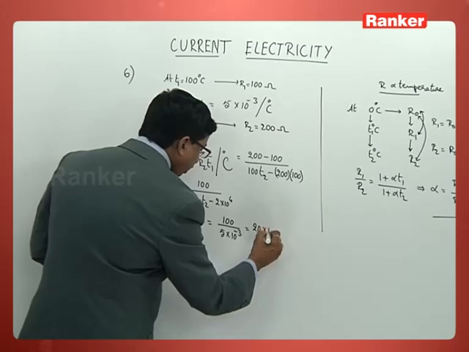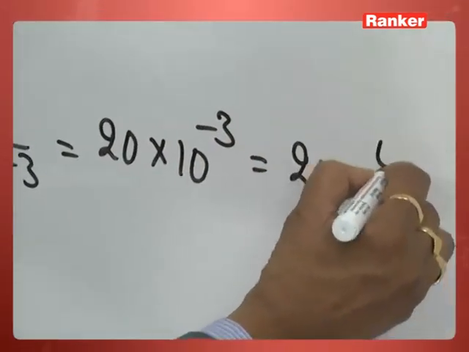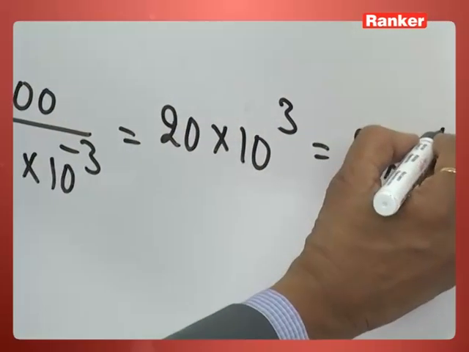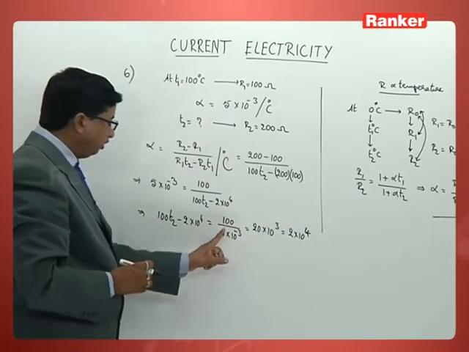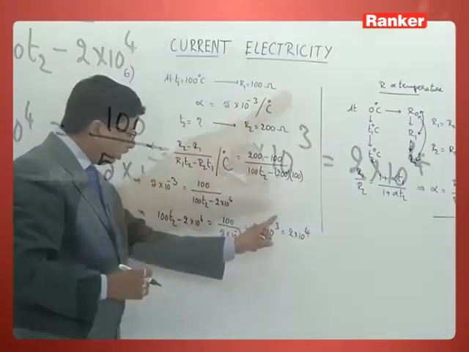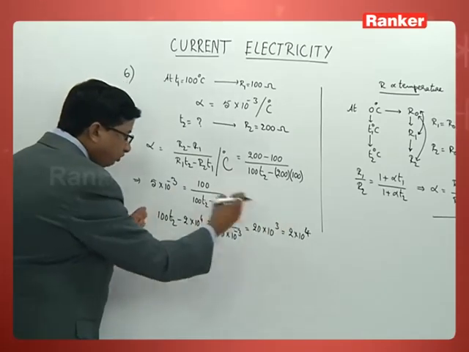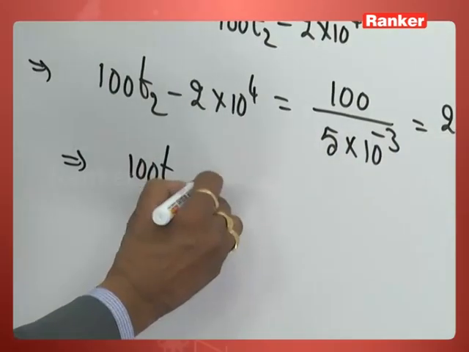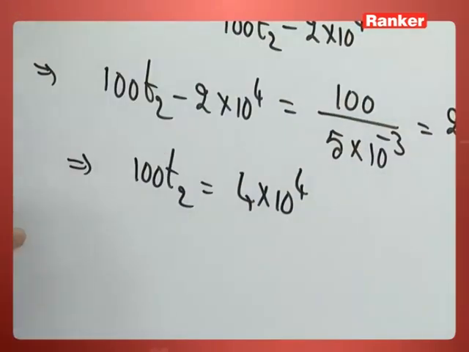That is 20 into 10 power minus 3. That is 2 into 10 to the power 20 into 10 power 3, or 2 into 10 power 4. Look at this conversion. 5 goes in 120 times into 10 cube. So 2 into 10 power 4. Bring this one that side. You will be getting 100 T2 is equal to 4 into 10 to the power 4.